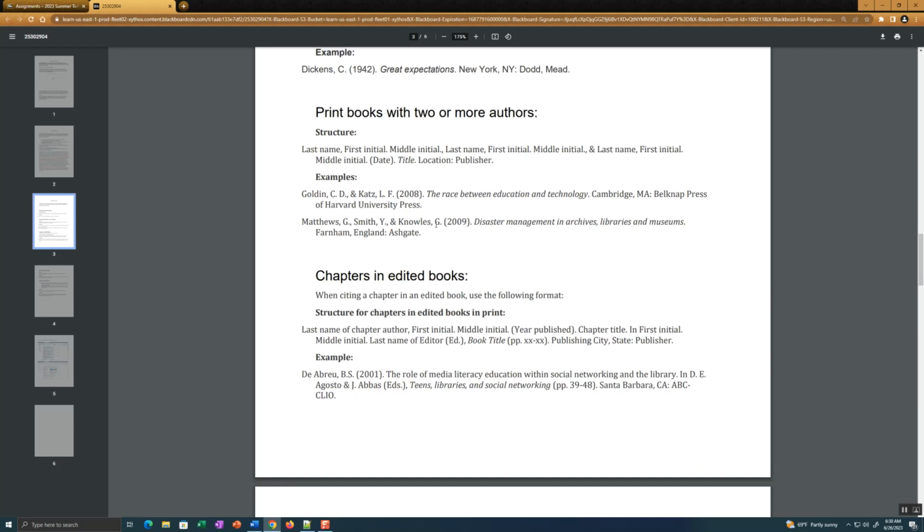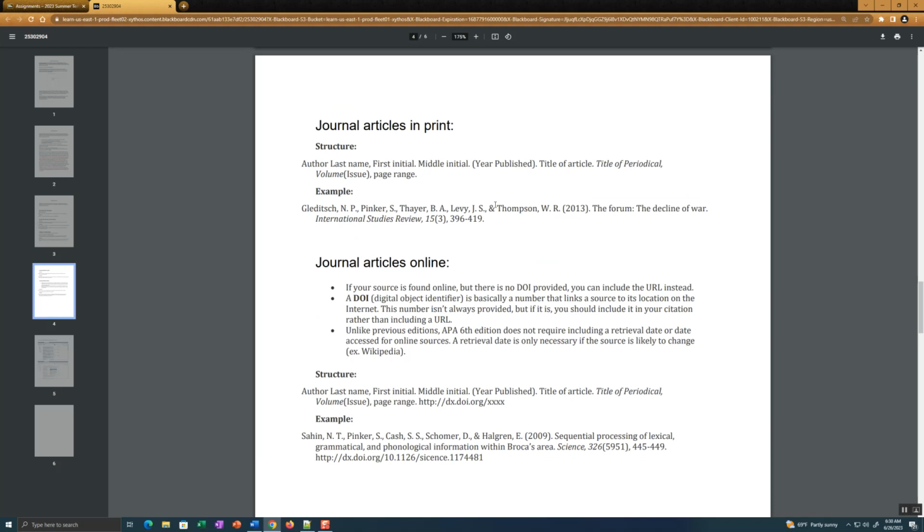If you have two or more authors in a book, you're going to cite it like this. Here are your authors, the date of the publication, the title of the book in italics, and then obviously the place of publication, the publication company, and that's it. But we're not using books for this, so we're going to go down to articles. Journal articles in print or journal articles online.